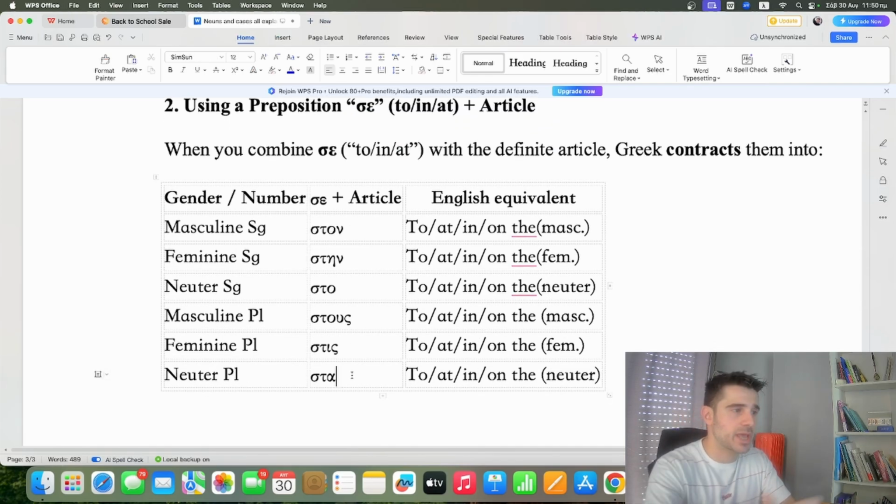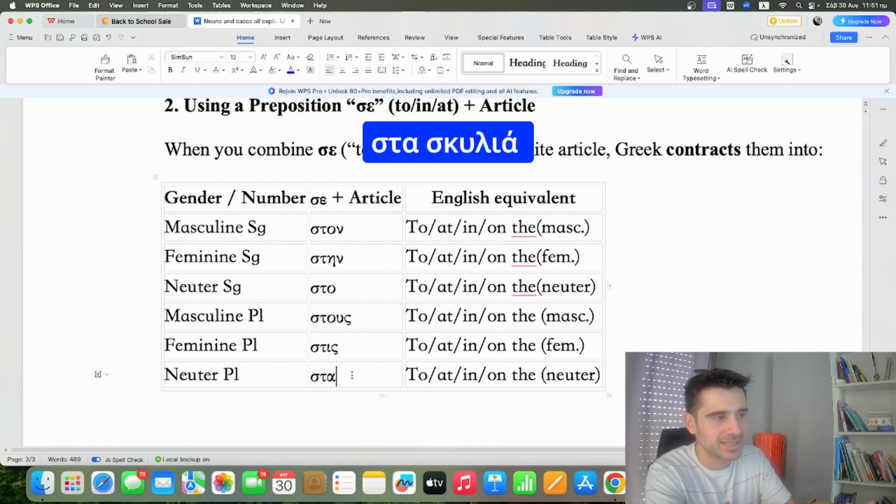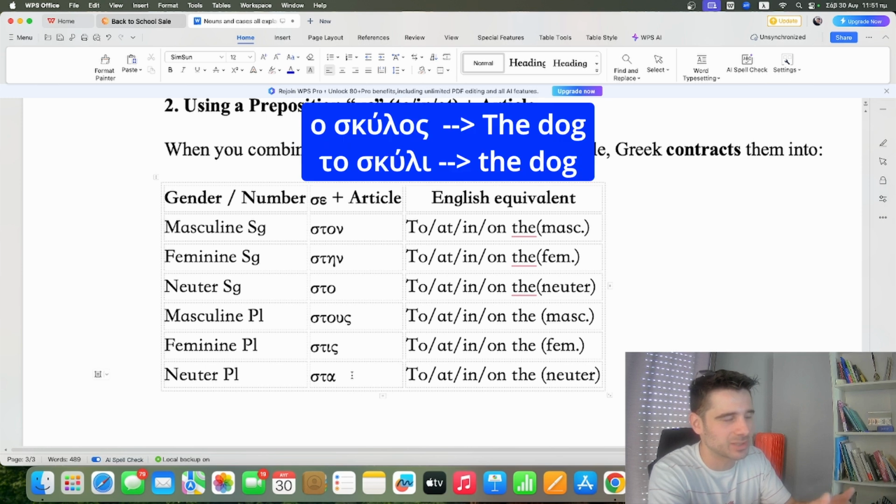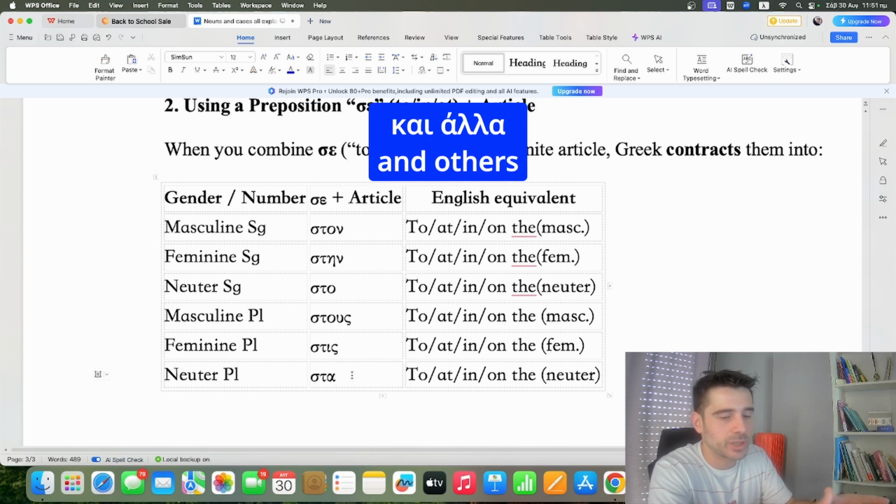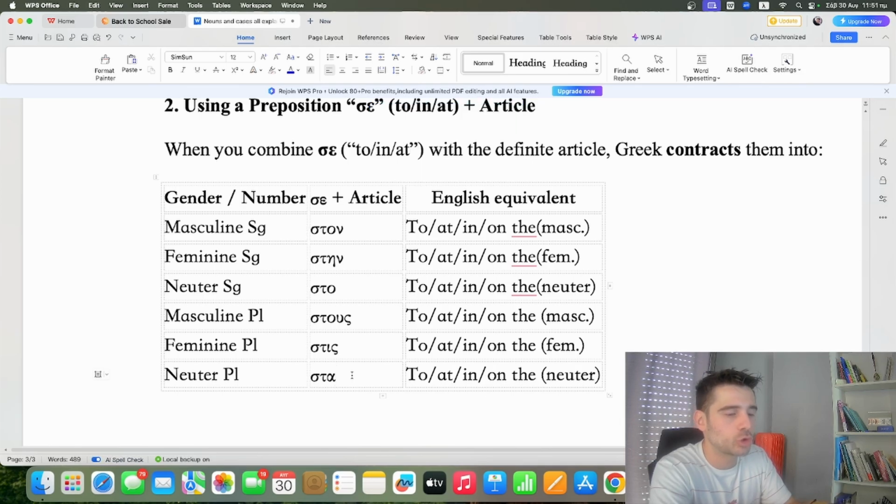And if you want to say I will give food to the dogs, you will say θα δώσω φαγητό στα σκυλιά. Το σκυλί, a neutral word, which you can find also as ο σκύλος, masculine. But we can use it also as a neutral word. So το σκυλί, the dog, τα σκυλιά in plural. So θα δώσω φαγητό στα σκυλιά. I will give food to the dogs.